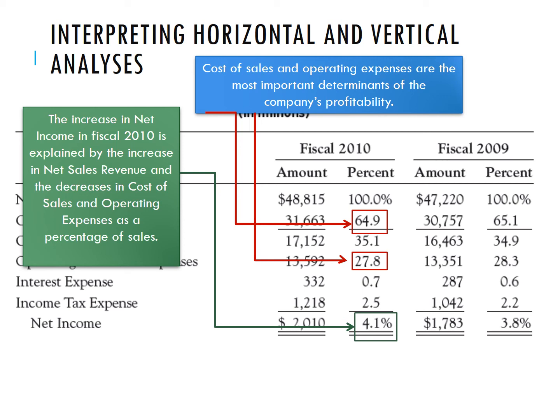So just to make sure everybody got that, the increase in net income in fiscal year 2010 is explained by the increase in net sales revenue and the decrease in cost of sales and operating expenses as a percentage of sales. So that's what we're contributing this 4.1%, the change between 4.1 and 3.8.